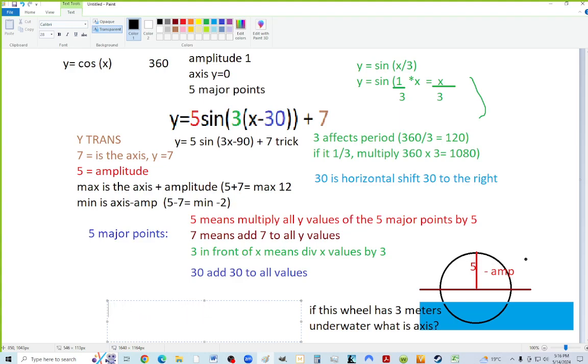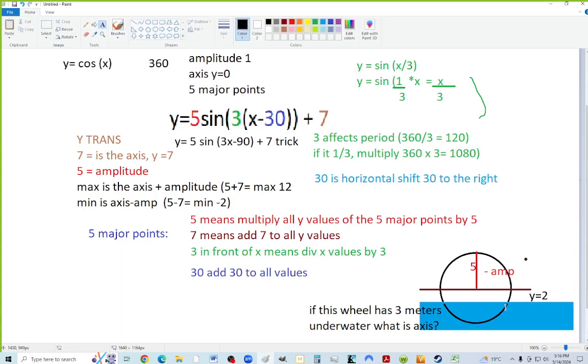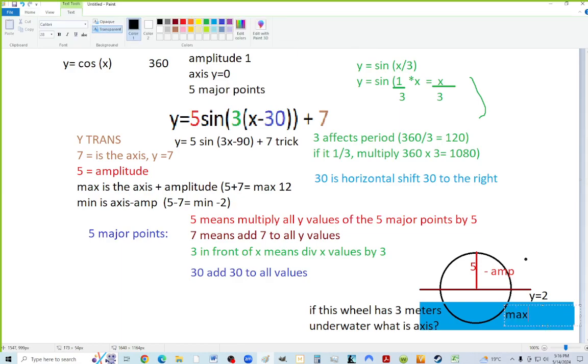Is underwater like negative? Underwater is considered below the x-axis, yes. So it would be 2? Yeah. The axis in this case would be y is equal to 2. So you have to sometimes figure out where the axis is compared to the question. And whatever is underwater, that's always considered below the x-axis. So that means my max values are 7. And your min? Min is going to be -3. 2 minus 5, negative 3. There you go.